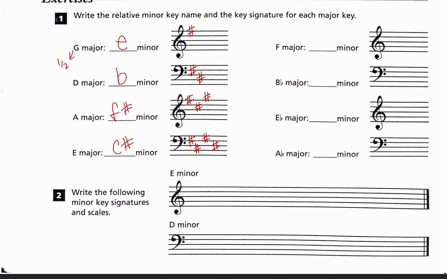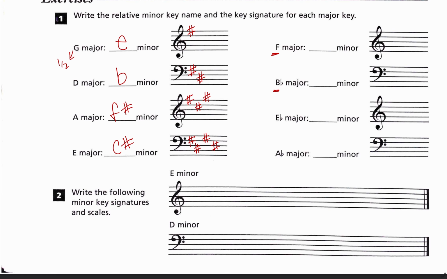Okay, on the flat side, the way that we find out how many sharps or flats are in that key signature is the name of the key is the second to the last flat. Also, the last flat is also fa, the 4th note of the scale.